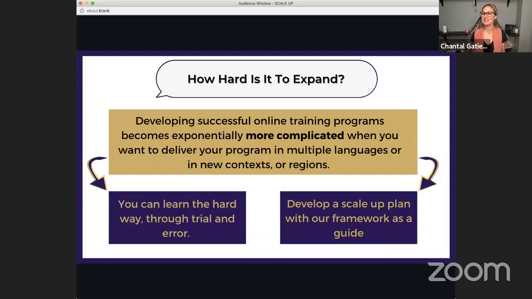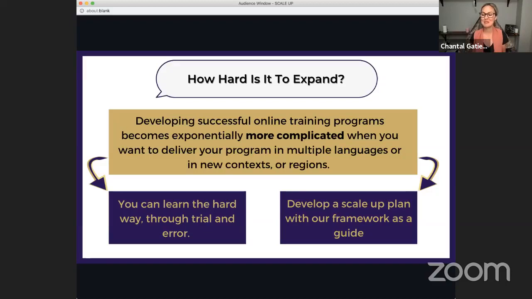So the question is always the same. How hard is it really to expand? Well, when you're developing successful online training programs, you're going to run into some complications, right? It can be a little more complicated when you want to start to deliver it into multiple languages, or possibly a different kind of context and new regions.